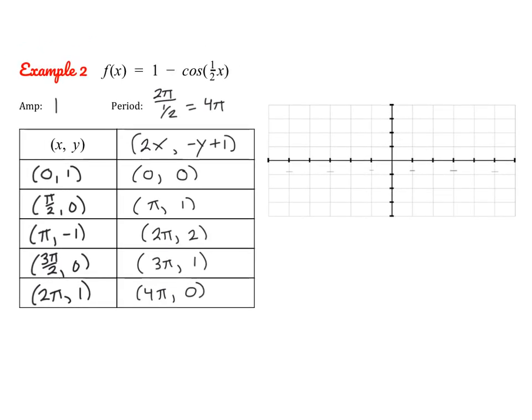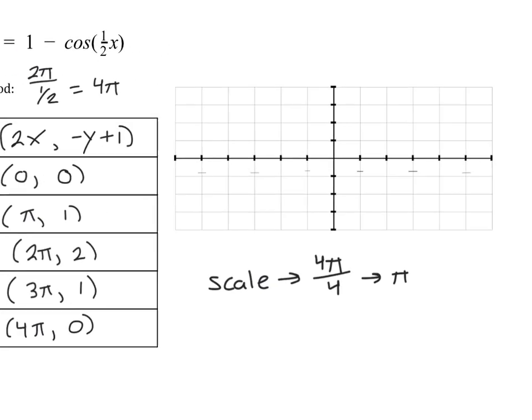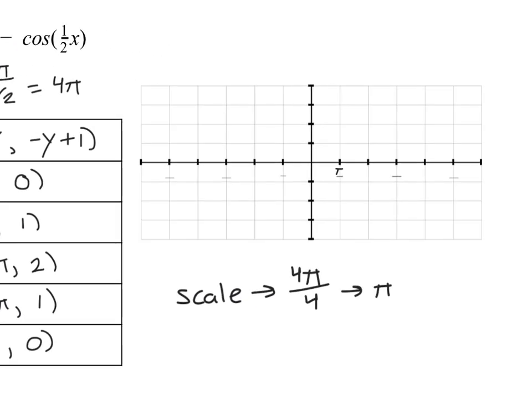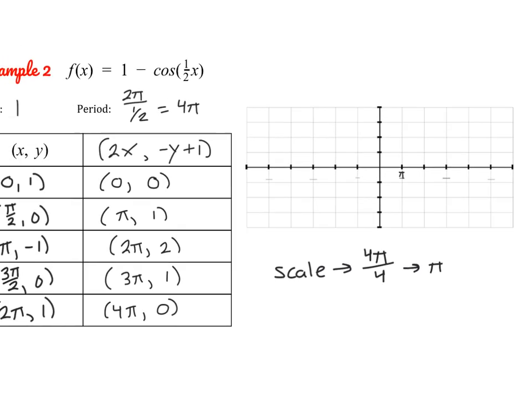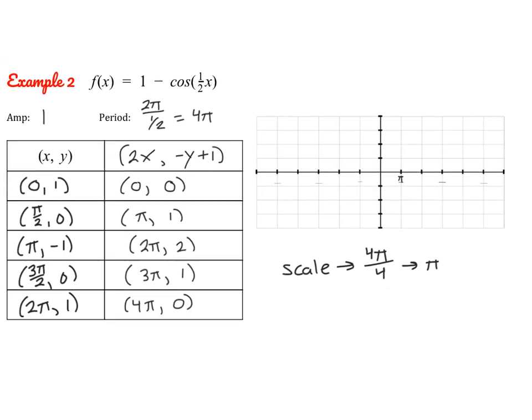And remember, before we start plotting, let's set up our graph. So for the scale, remember, we take our period, which is 4 pi. We divide it up into 4 parts. So we're going to be counting by pi. So this is pi, this is 2 pi, 3 pi, 4 pi. And I'll leave the scale of the y-axis to 1, so I'll just leave it blank. Next, let's see if we can set up our midline. So remember, our midline is usually at the x-axis, but this equation has a vertical shift up 1. So our midline is going to shift up 1.